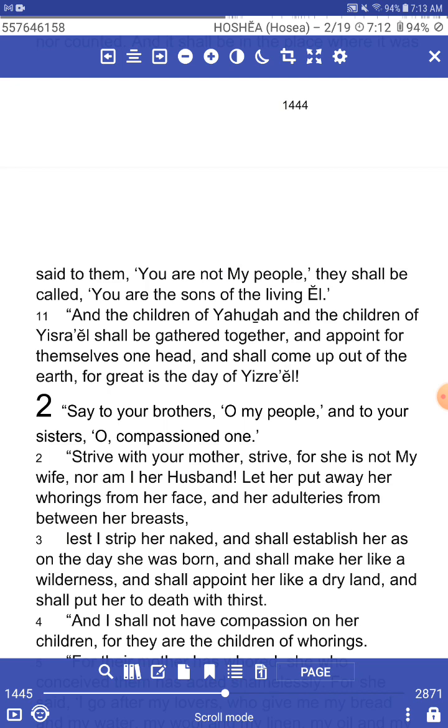Verse 11, and the children of Yehudah and the children of Yisrael shall be gathered together and appoint for themselves one head, and shall come up out of the earth. For great is the day of Yisrael. Now, this is the very first prophecy that has not happened yet. This has not happened, right? The children of Yisrael are not as one head. We will be one head when our Messiah comes, right?